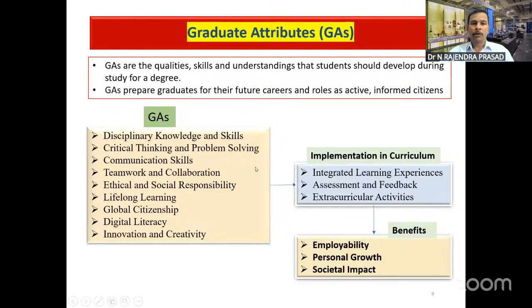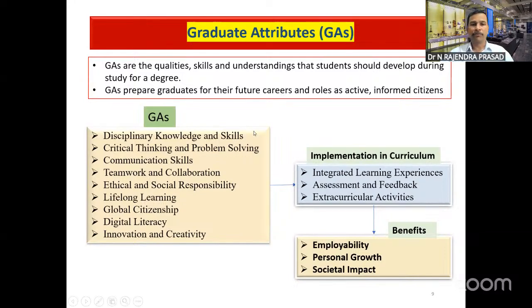Okay. So all these graduate attributes are to be implemented through the curriculum. These cannot be taught outside of the classroom. While prescribing a curriculum, while developing the curriculum, especially in the outcome-based education framework, these are integrated with certain learning experiences, and they have to be assessed too. Whether these graduate attributes are really acquired by the students or not, they are to be assessed too. Of course, if possible, we have to take on some extracurricular activities also.